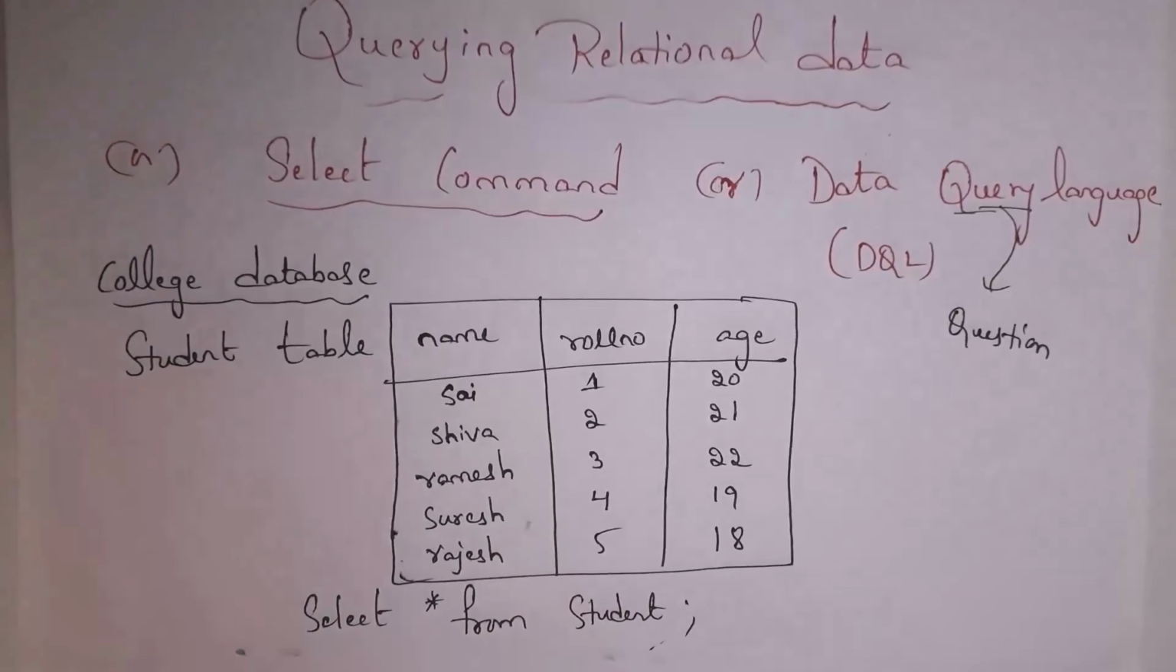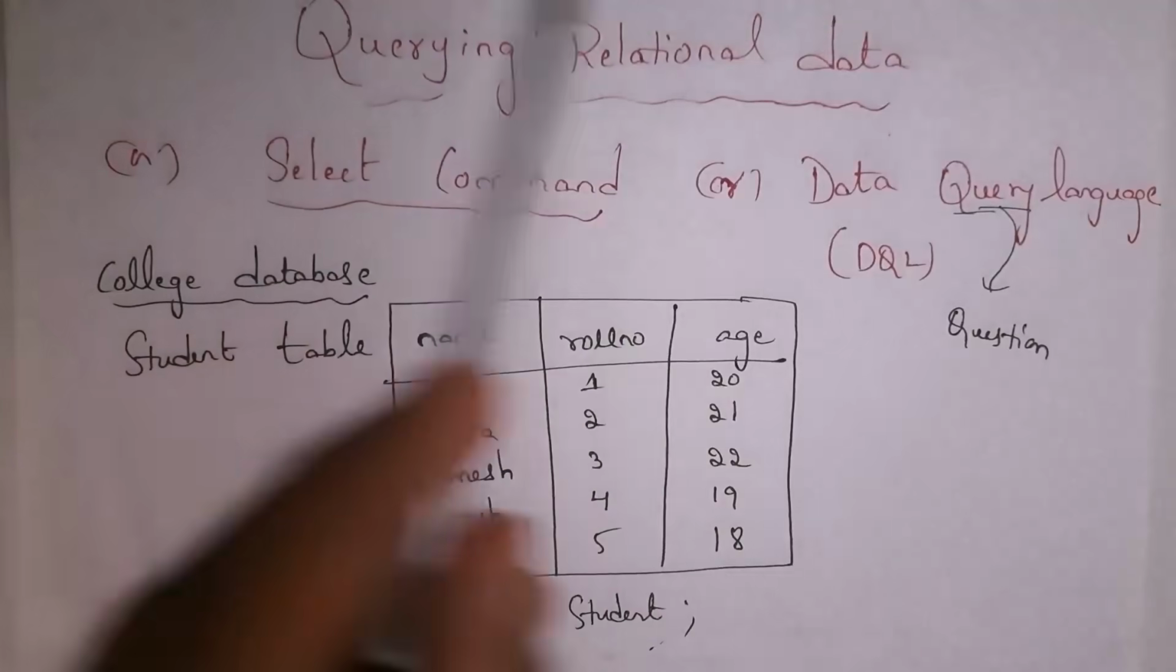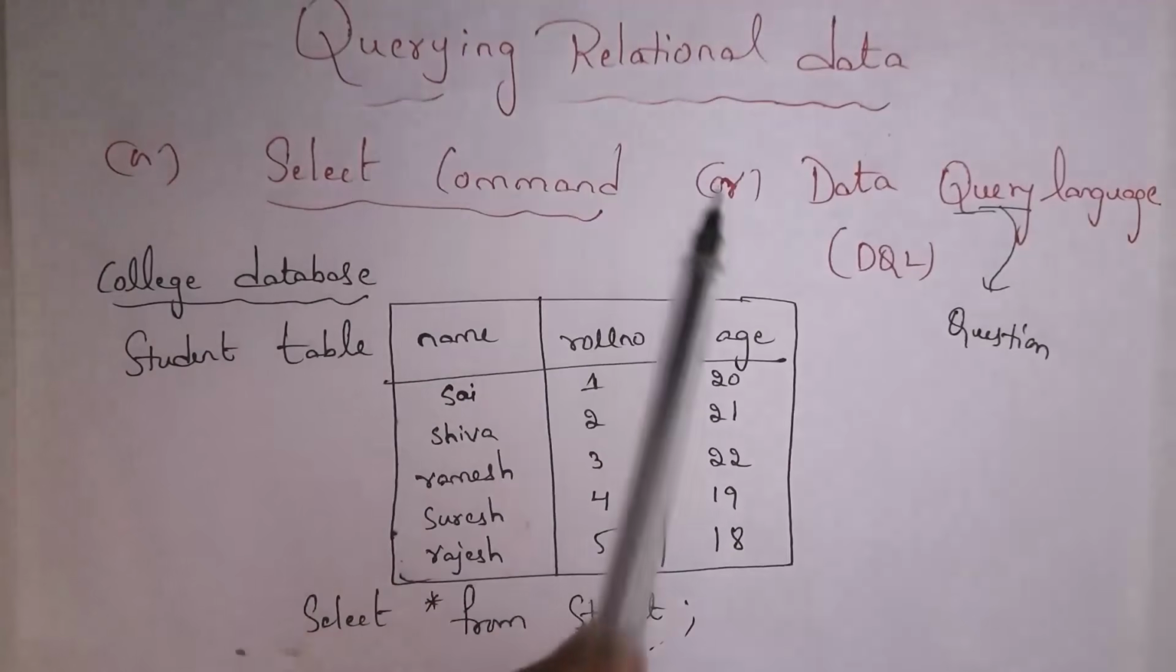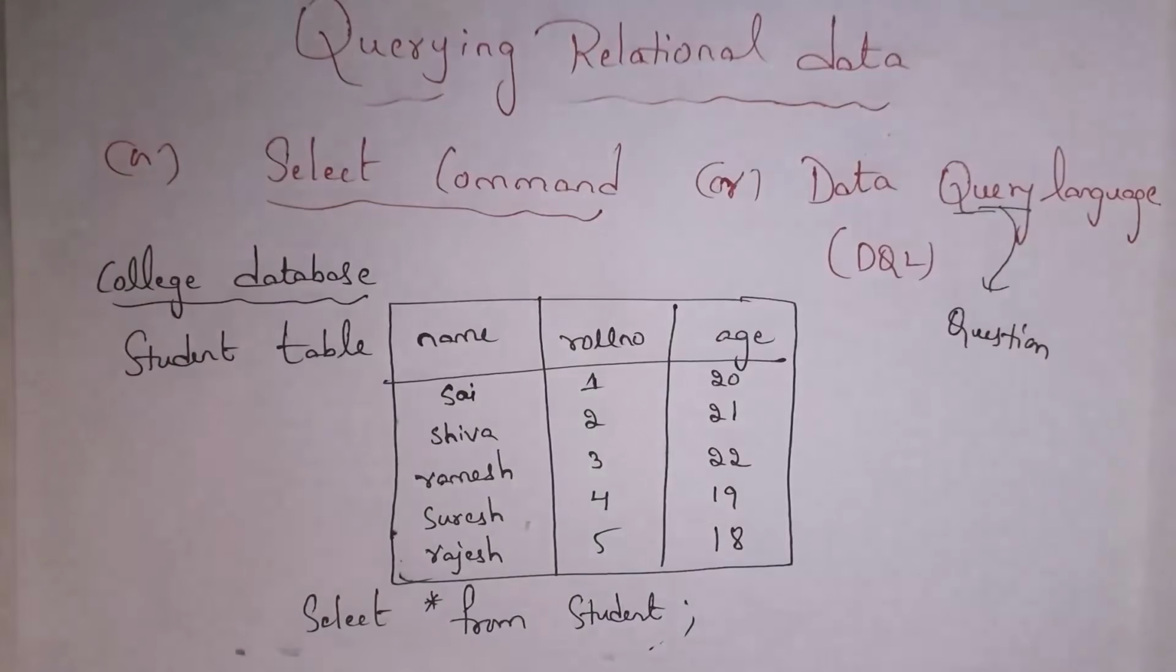That means I am questioning my database to provide the complete student table as output. So a query is nothing but a question. By using the select command, we can question our database. That is why we call the select command data query language. Guys, in the exam you may get a separate question like explain querying relational data. So whenever a question on querying relational data, the select command or data query language comes in the exam, then you need to explain in detail about the select command.